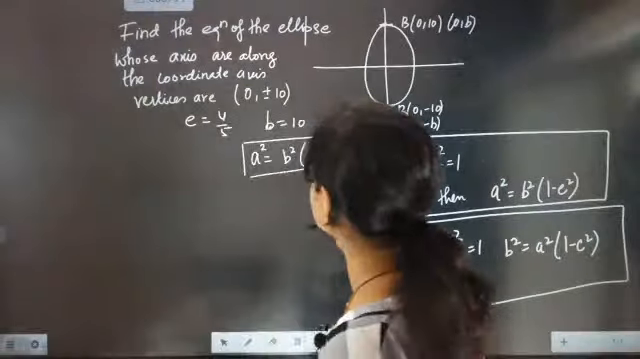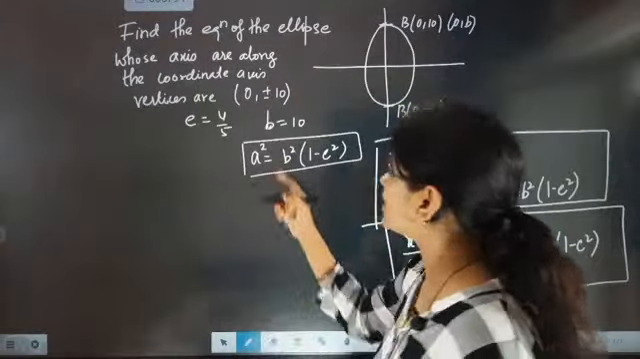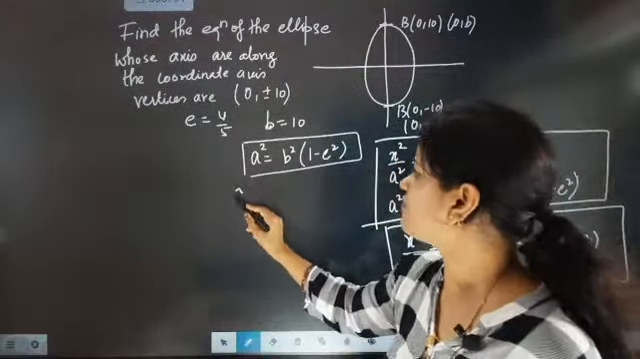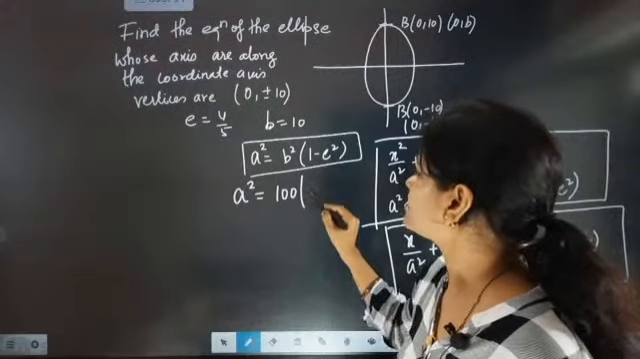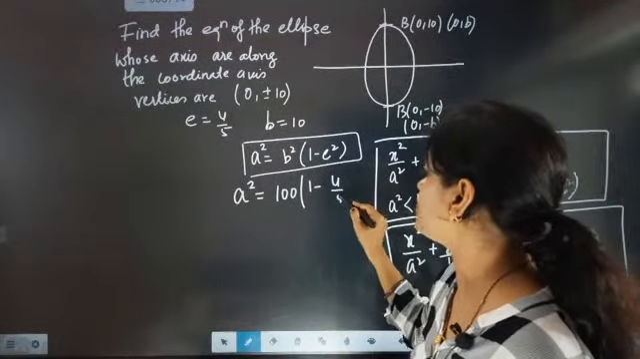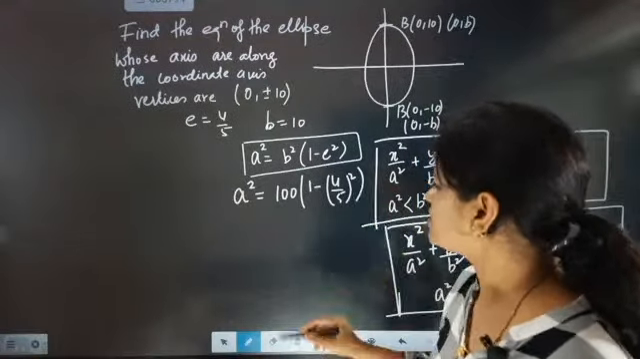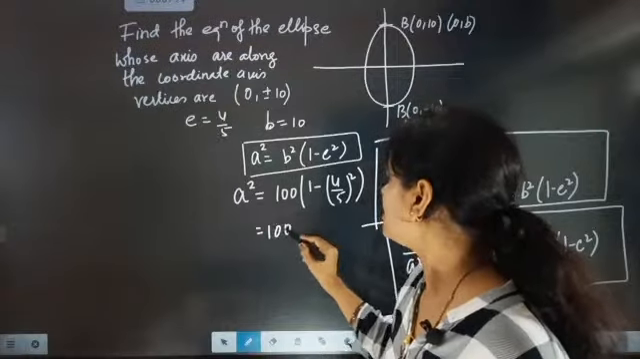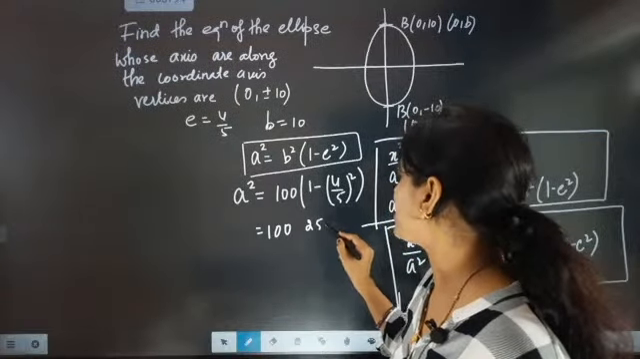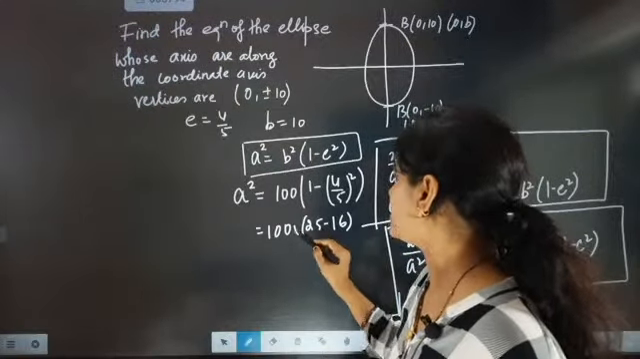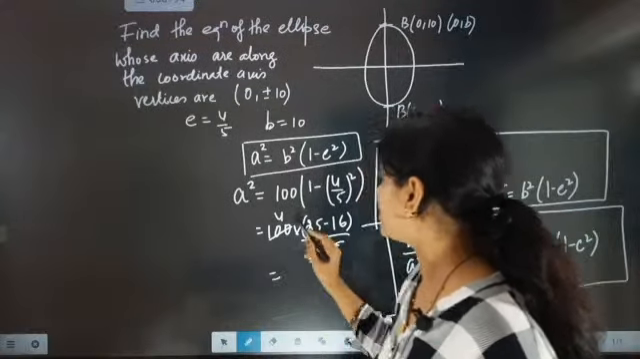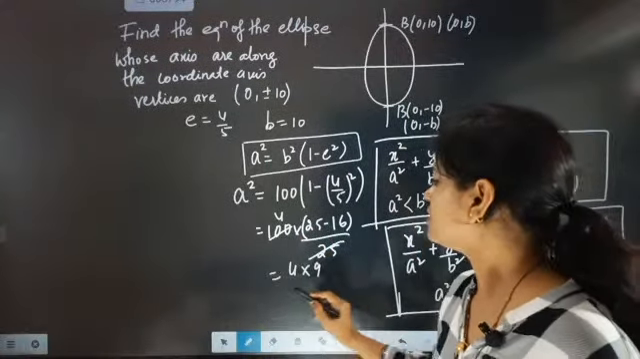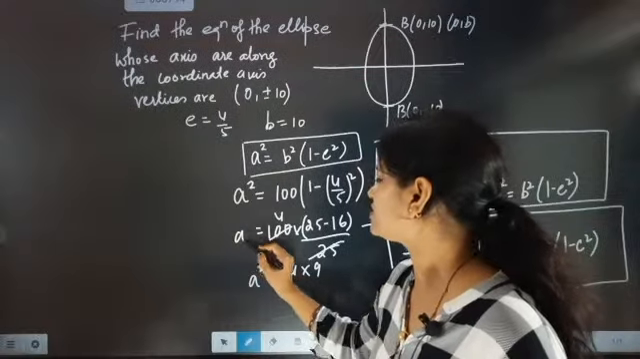So now one small work you have to do. Now you have to get the value of a square. How to get the value of a square? A square will be equal to b square into 1 minus e square, which is 1 minus 4 by 5 whole square. So it is exactly going to come as 100 into 25 minus 16 by 25. So 25 fours are 100, so here 4 into 9. So a square is coming as 36.